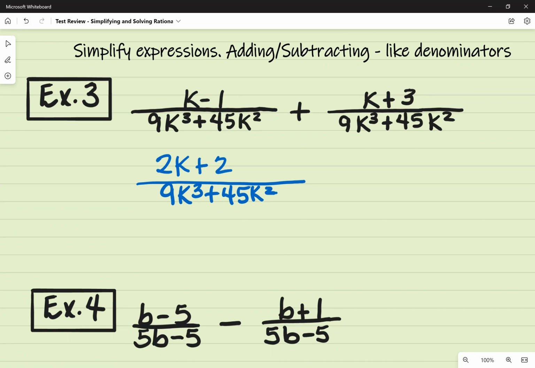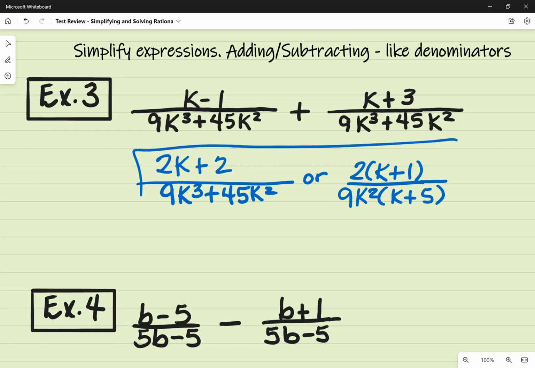So it depends on your teacher. Some teachers are okay leaving it like that. You could also, if you wanted to put it in factored form to make sure you have nothing to simplify from top to bottom, it is 2 times the quantity of k plus 1. And then on the bottom, you can take out 9k squared and you would be left with k plus 5. And as you can see, both of those expressions are different. So there is nothing that you can cross out. So either of those answers would work. And the directions didn't ask us to look for anything else. So we're finished with that.